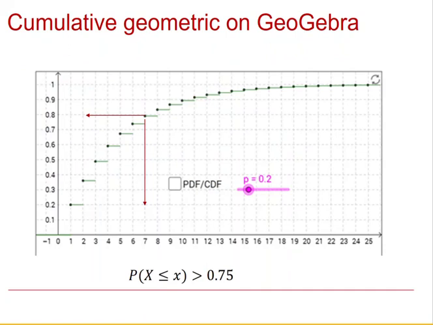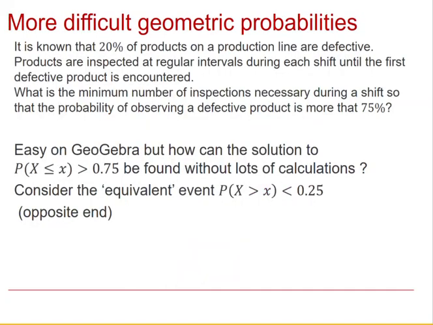If you have access to Geogebra, it's quite a useful activity just to plot cumulative geometric probabilities for p equals 0.2 on Geogebra, and it's then at that point very simple to identify where the cumulative probability first exceeds 0.75 and then to read off the corresponding value for x. Obviously this isn't a method you can use in the exam. So Geogebra can't be used in an exam, and we don't necessarily want to do lots and lots of calculations to solve the inequality.